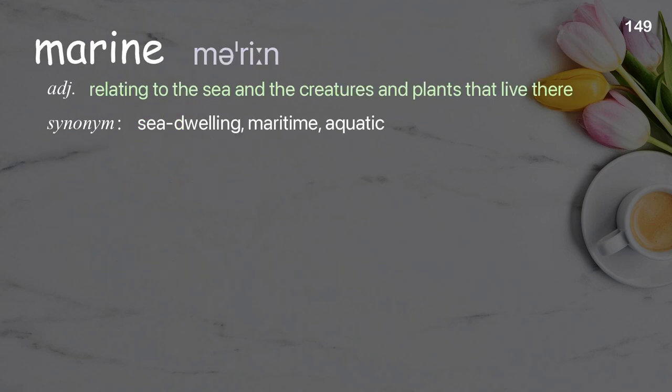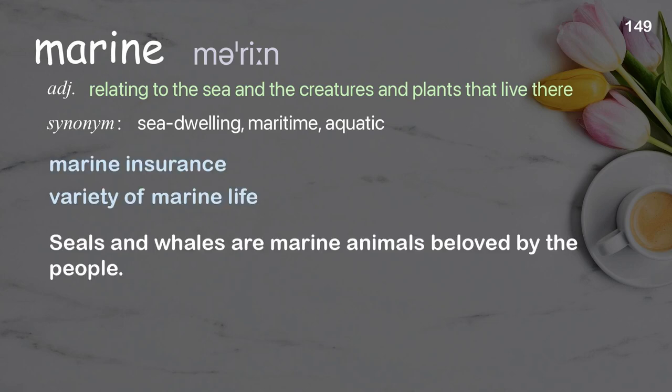Marine. Relating to the sea and the creatures and plants that live there. Examples. Marine insurance. Variety of marine life. Seals and whales are marine animals beloved by the people.